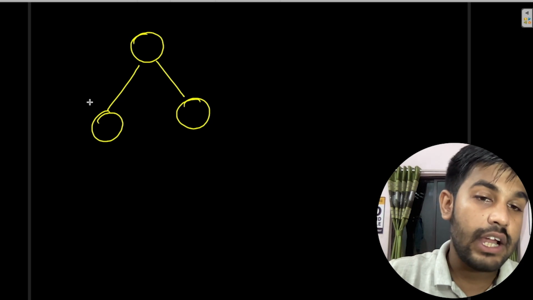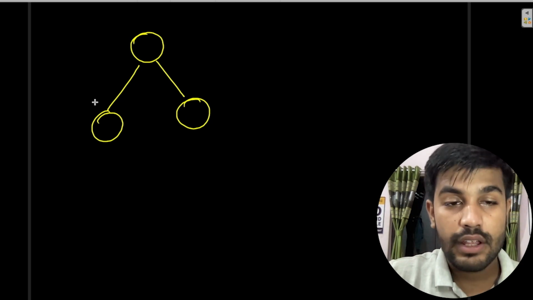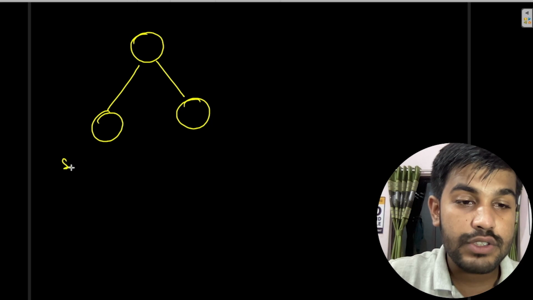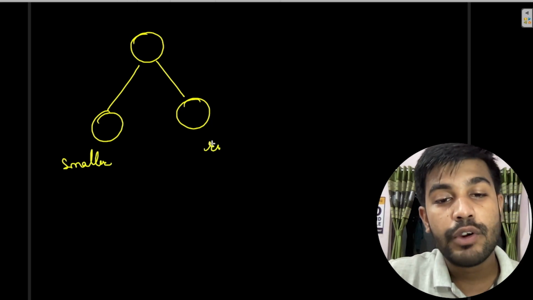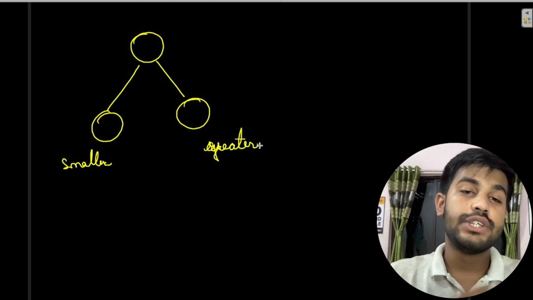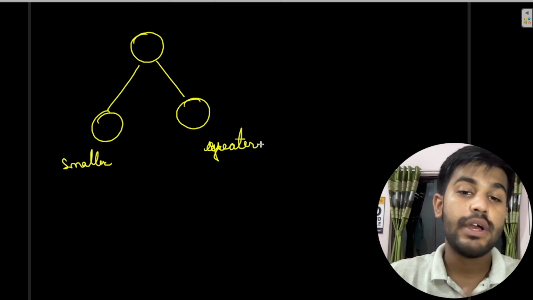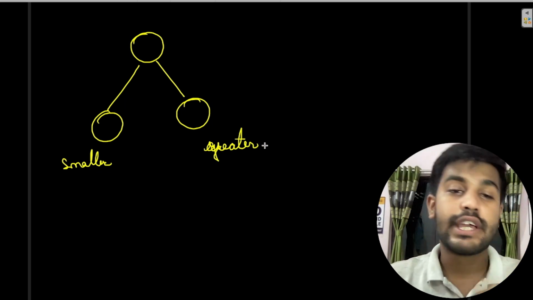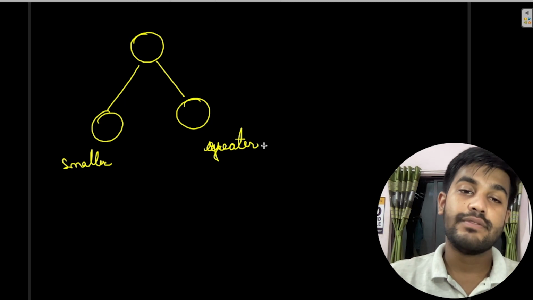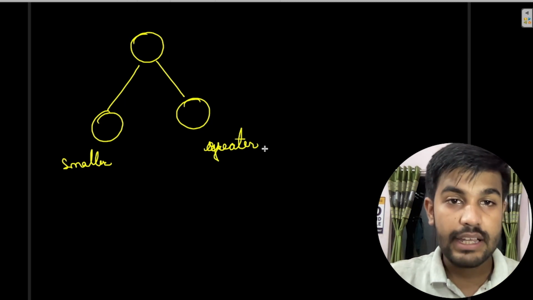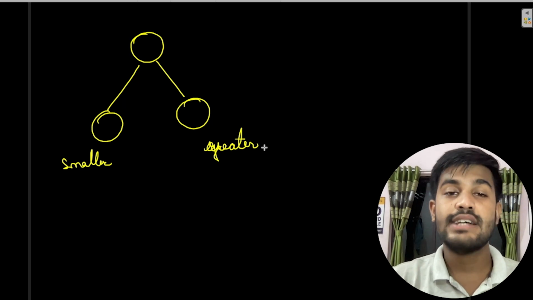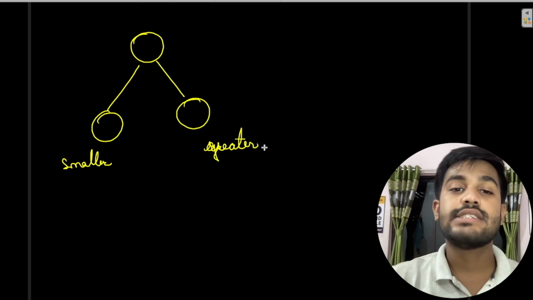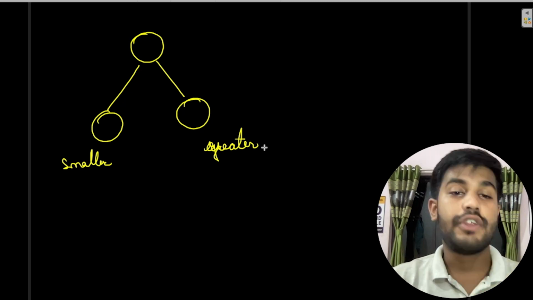The left child would be smaller than the root, and the right side would be greater than the root. And this would be true. This parent-child relationship would be true for all the given nodes. So if this is being respected, that the left child is smaller and the right child is greater, then yes, this is a binary search tree, and this should be valid for each and every node.